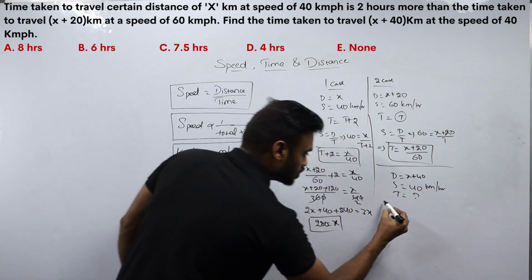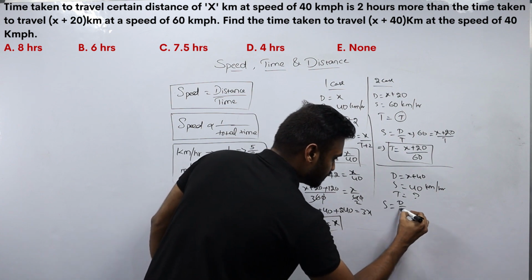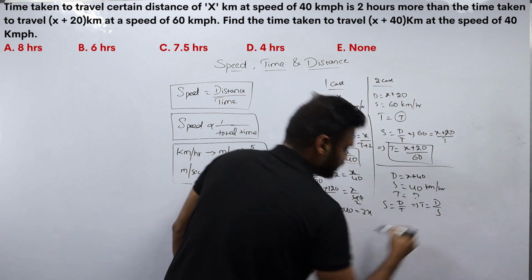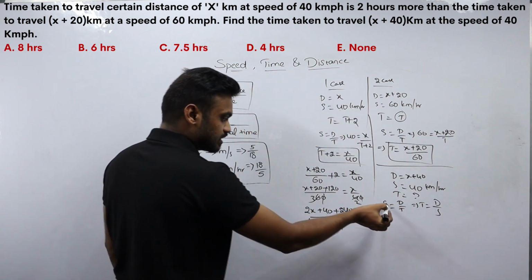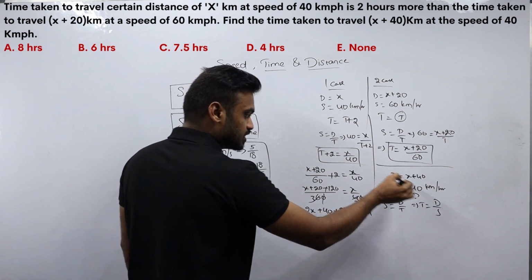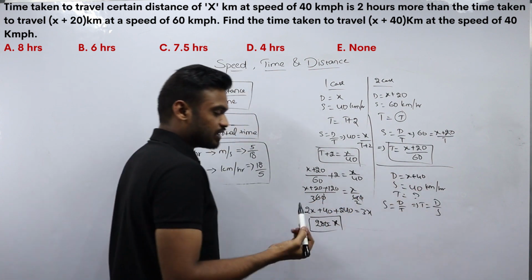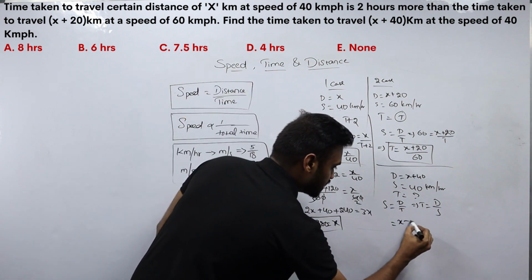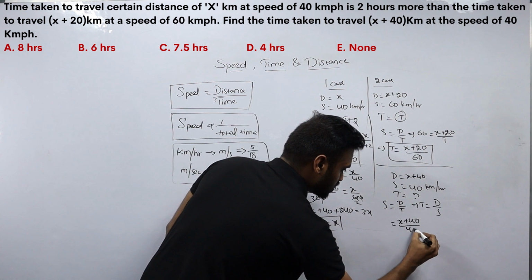So we know that speed equals distance by time, so time equals distance by speed. I am sending t to the left hand side and s to the right hand side, so I get t equal to distance by speed. If I substitute d here and also s here, I will come to know the total time taken. See here, (x plus 40) by 40 kilometers per hour.